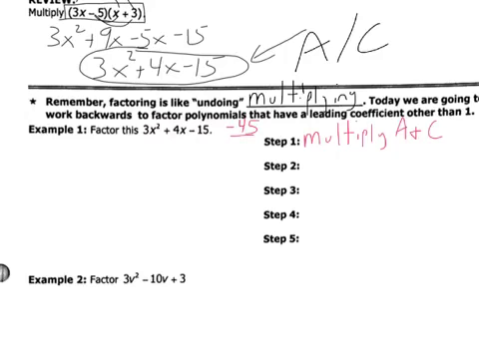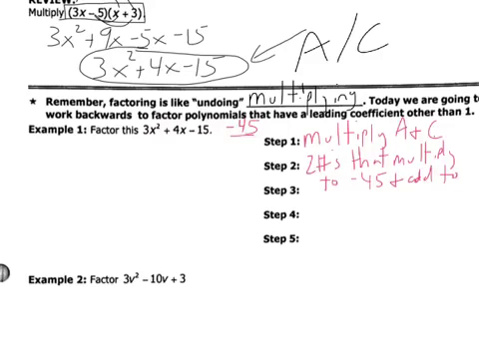Okay, now here's what I have to do. I have to find 2 numbers. Listen carefully. I have to find 2 numbers that multiply to negative 45, and at the same time they add up to 4. So I need 2 numbers that when I multiply them I get negative 45, and when I add them together I get positive 4. And so I need to start thinking what numbers multiply to be negative 45.